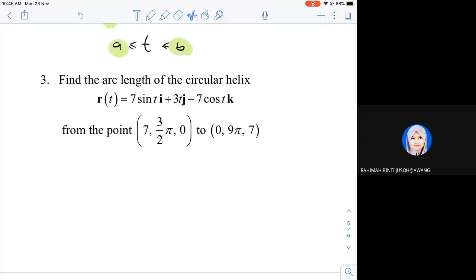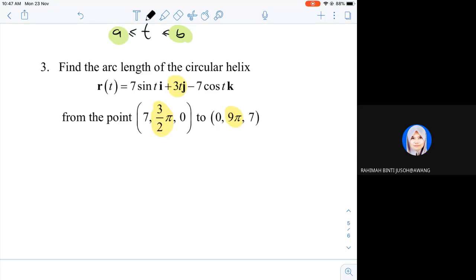Okay, now I give you tips. The easiest way to identify the interval from this type of question is to identify the polynomial. In this case, we have trigonometry, sine and cos, and we also have 3t. So you need to consider this. Look at the polynomial 3t. The first point is 7, 3 pi over 2 and 0, in the j component, and then we also have 9 pi.